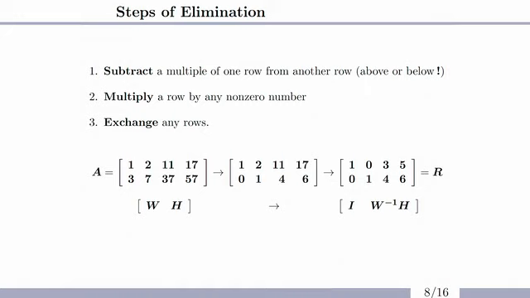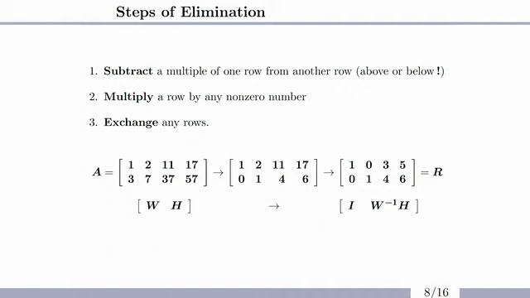That would produce, that 3 that's in the original matrix would turn into a 0. So can you take 3 of that first row? That would be 3, 6, 33, 51. I subtract it and I get just that 0, 1, 4, 6. So I've got a much better second row.